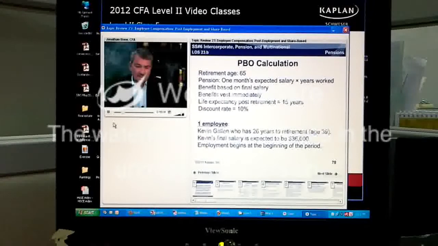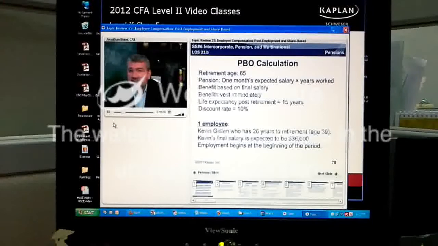Well, we are asked to calculate the PBO, so we could do it via the reconciliation that we've seen on the previous slide, but we could also have a look at a kind of manual computation of PBO. So we've set up a very simple example. We've got a company with a retirement age of 65. You're going to be entitled to 1 month's salary, expected salary, based on your final salary, times the number of years that you've worked.